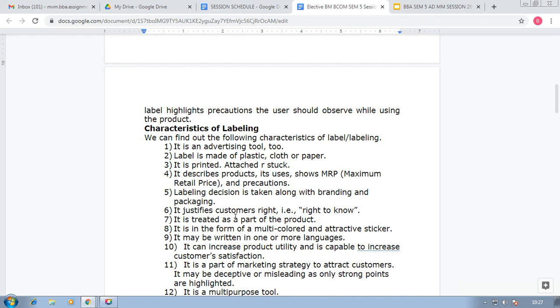Product you purchase, the label comes along with it, you cannot separate it, and that's why it is a part of the product. And the label is always designed as an advertising tool, to make the product attractive, multicolored and appealing. It will sometimes be written in a larger number of languages, because it is used by many customers.